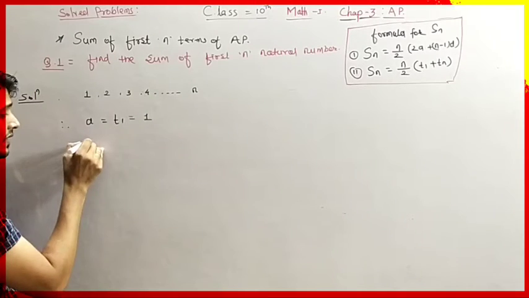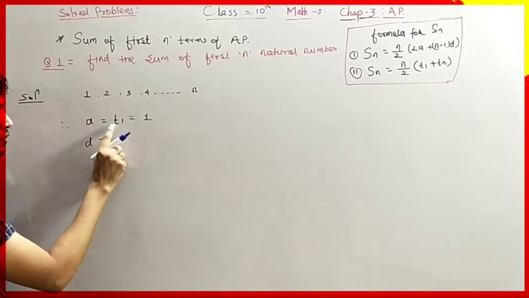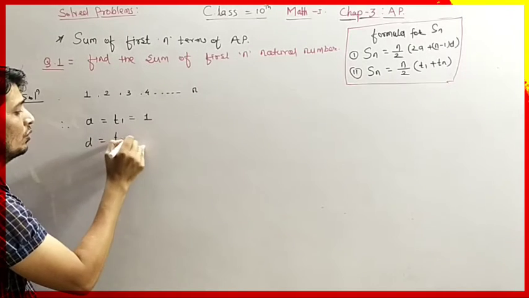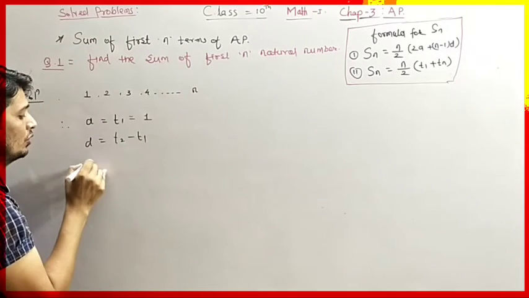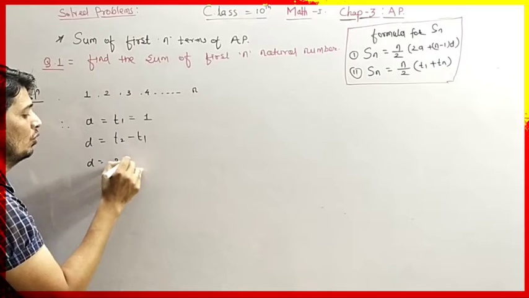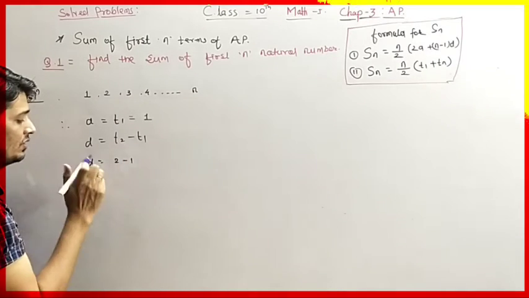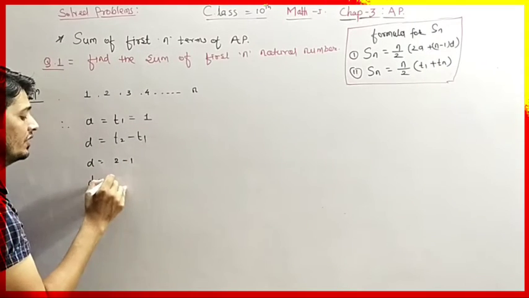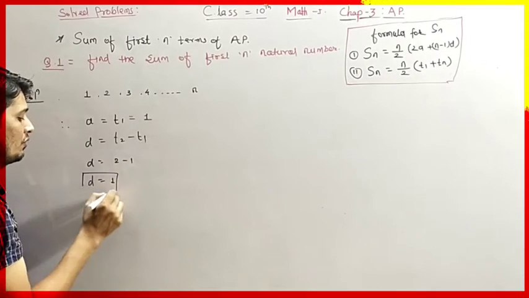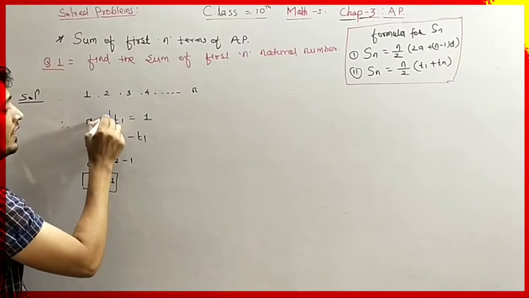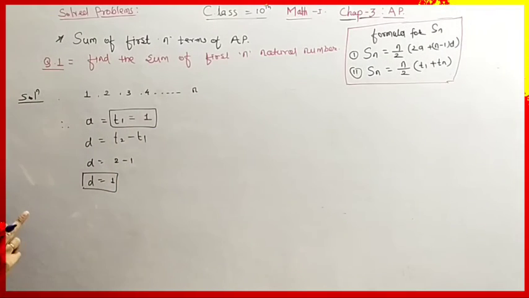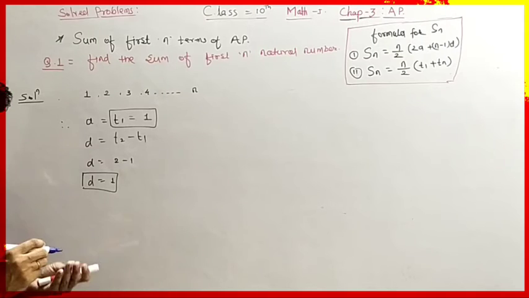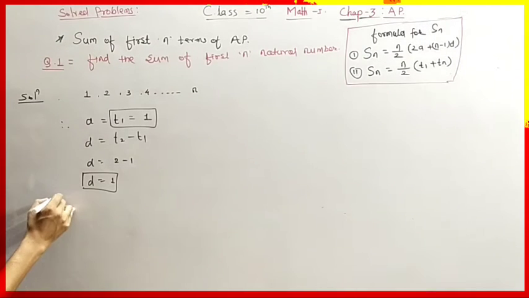The common difference d equals T2 minus T1. T2 is 2, so d equals 2 minus 1, which is 1. So the common difference is 1. We have the common difference and the first term, so we can calculate the sum of first n terms. Now we have the formula.